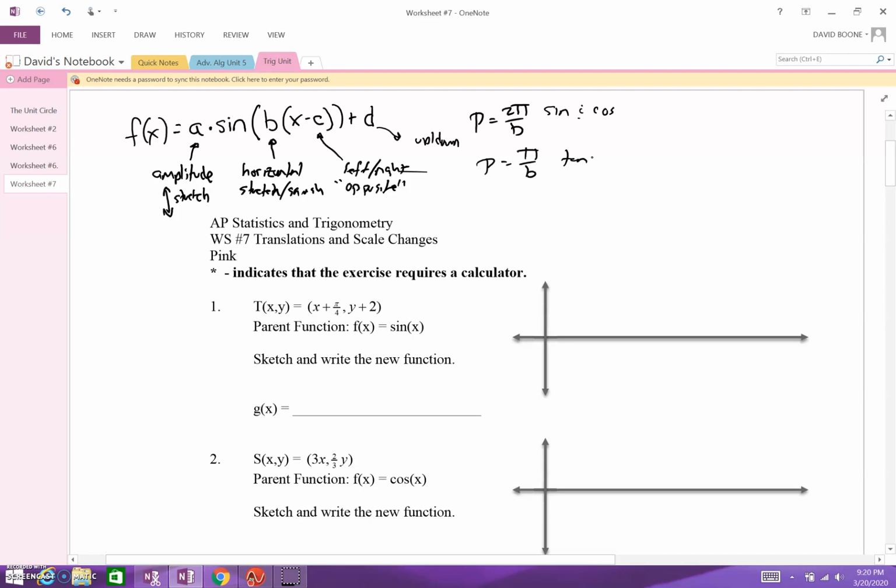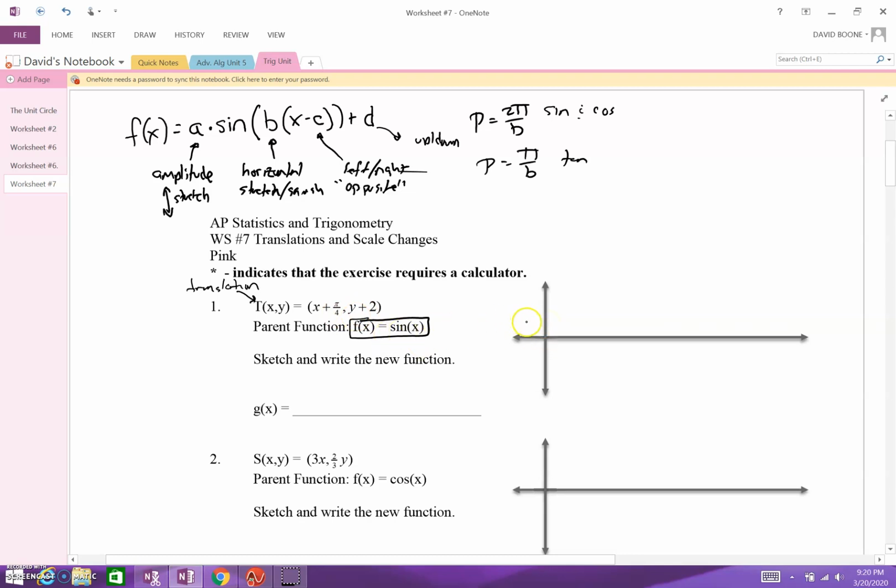So when we get down here, what we want to do is we've got some parent function, f of x equals sine of x. And it looks like they're translating it. That's what the t stands for. The t stands for a translation, which means we're moving it left, right, and up and down. We're not stretching or squishing it. So this is just the directions. This is the roadmap. It says it's moving the sine function to the right pi over 4 and up 2.